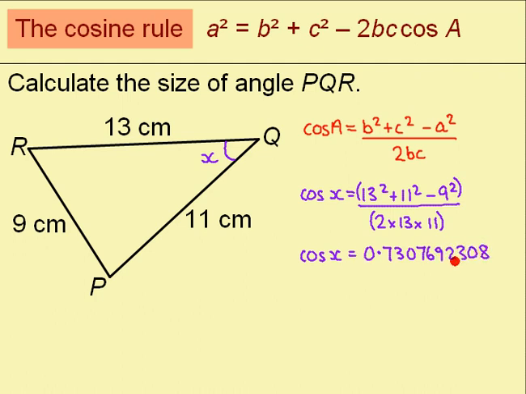0.7307692308. It's really important to keep this on your calculator because we now need to find x. We find x by doing the inverse cos, so we press Shift cos for this answer. We get 43.0, which I've rounded to 3 significant figures. Because this is the size of an angle, the units must be degrees.